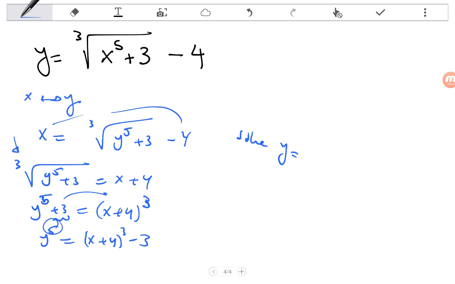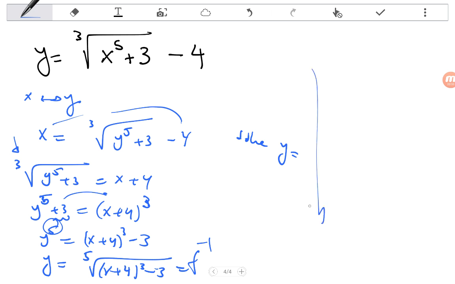Then I want to get rid of this 5. How would I get rid of it? By the fifth root. So that will be y equals the fifth root of ((x plus 4) all to the power 3 minus 3). And this is exactly the inverse function. So we have learned how to analytically find the inverse of a function. Now I need to know how to geometrically find the inverse of some function.